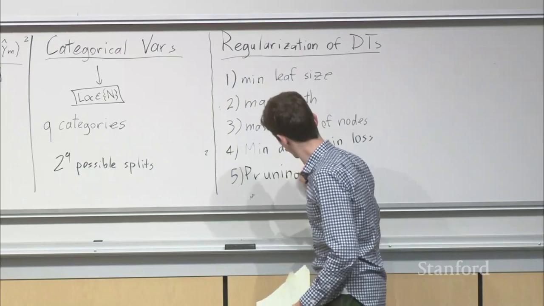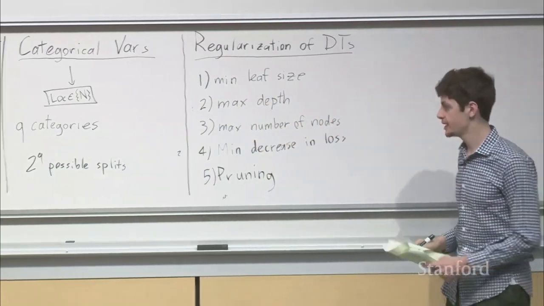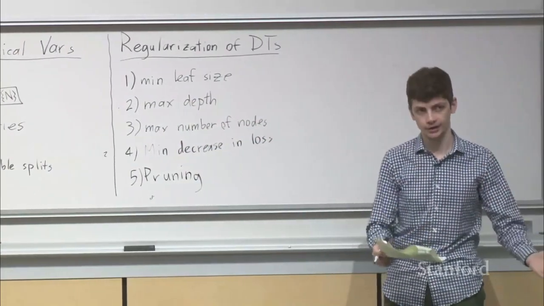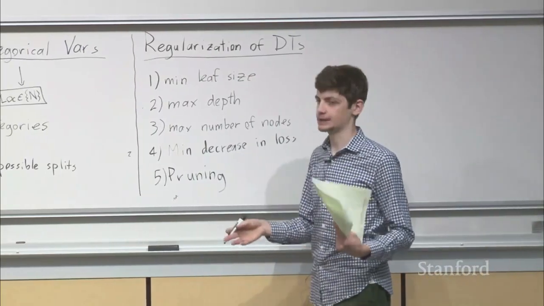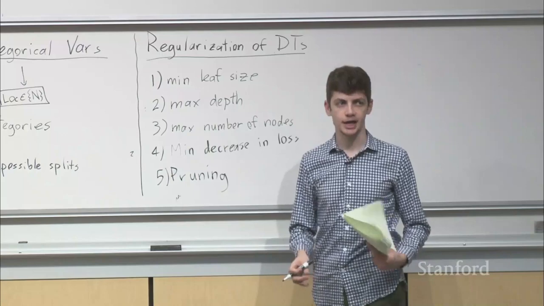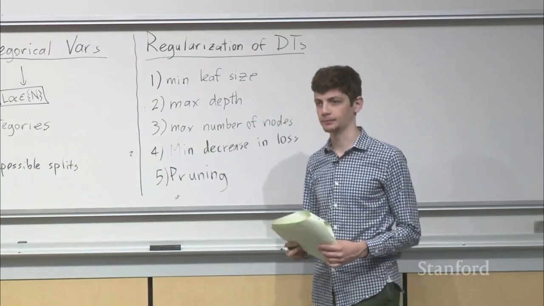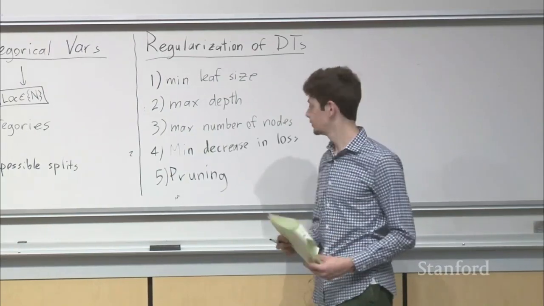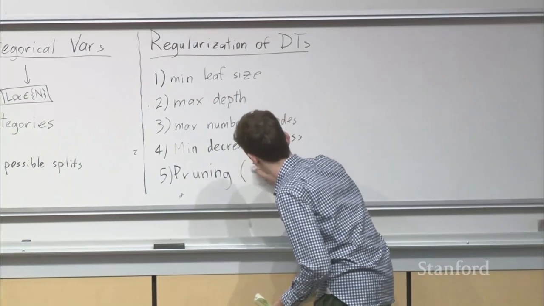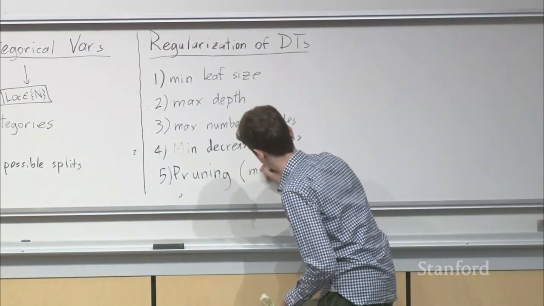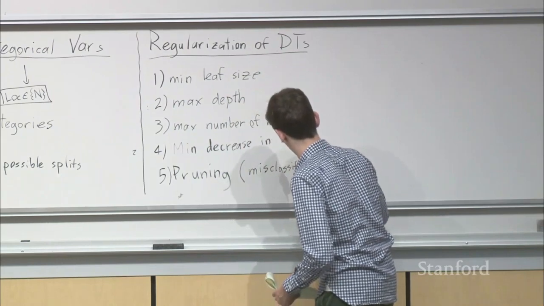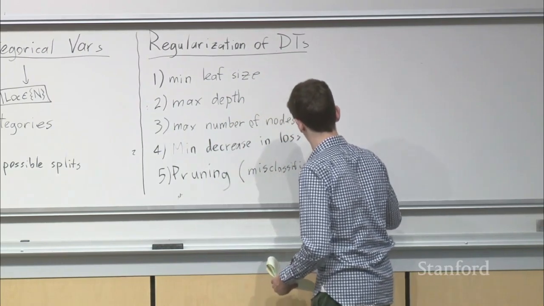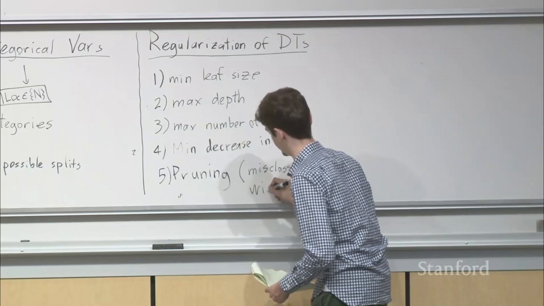Pruning. And how you generally do this is you have a validation set that you use, and you evaluate what your misclassification error is on your validation set for each example that you might remove, or each leaf that you might remove. So you would use misclassification in this case, with a validation set.